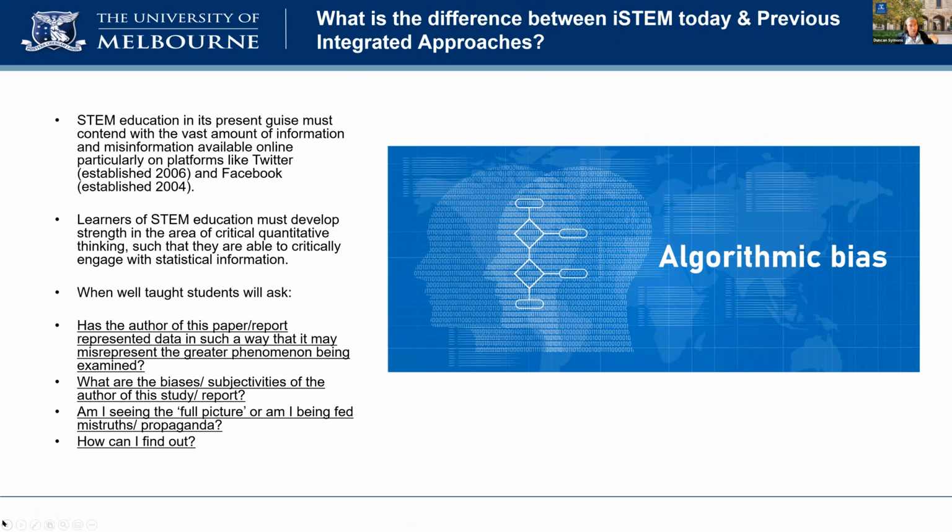But what the difference is that you're going to see questions like the 4 questions that we've got at the bottom of this slide, which are: has the author of this paper or report represented data in such a way that it may misrepresent the greater phenomenon being examined? What are the biases, subjectivities of the author of this study or report? Am I seeing the full picture, or am I being fed mistruths, propaganda? And how can I find out? They don't have to be phrased in that way, but if the students are asking those sorts of questions, then I think that we're building what I would call STEM literacies.